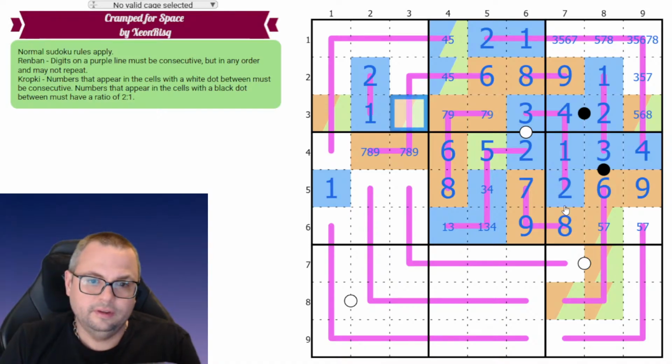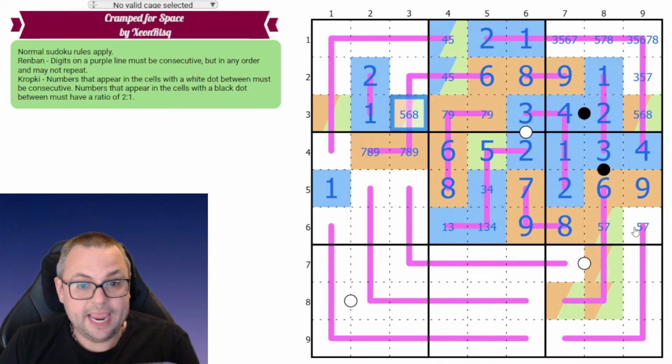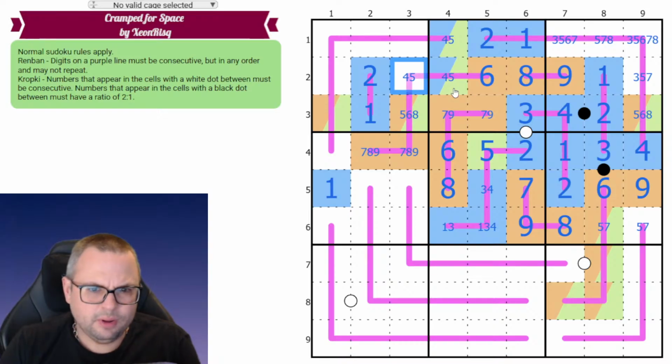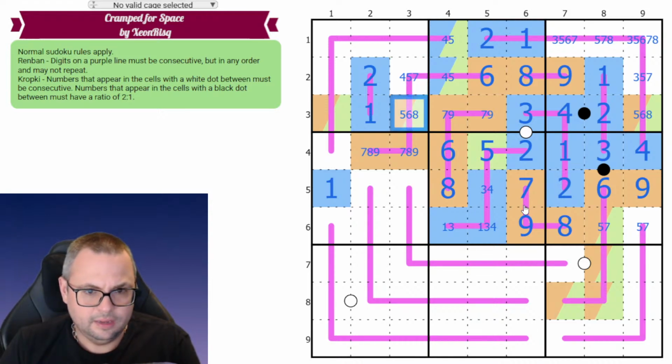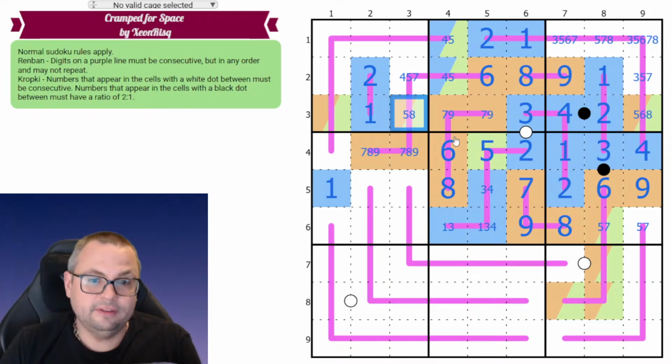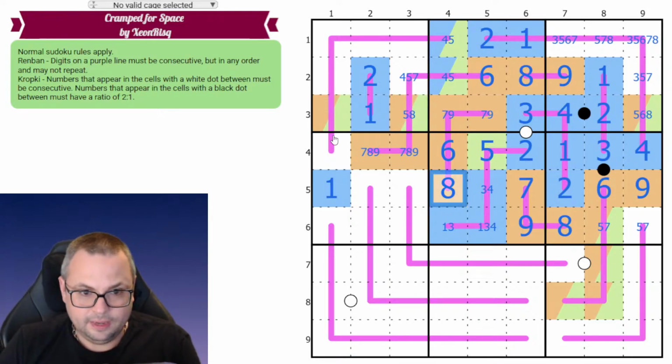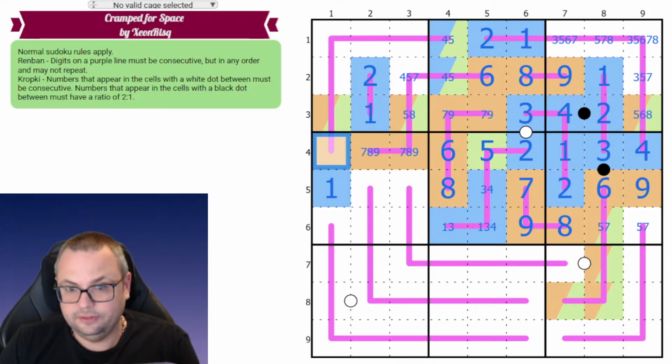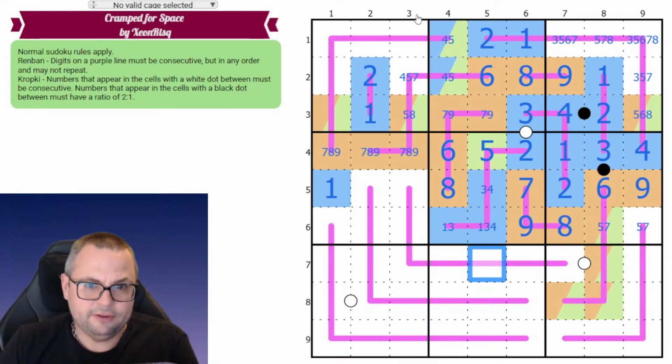So this one is 5, 6, or 8, I guess is what I'm saying. And this one is 4 or 5. Is this one only 4 or 5, actually? Oh, or 7. Oh, right. This one's also not 6 because there's already a 6 on the Renban, right? Oh, I guess this is the other 7, 8, 9 just by magic.